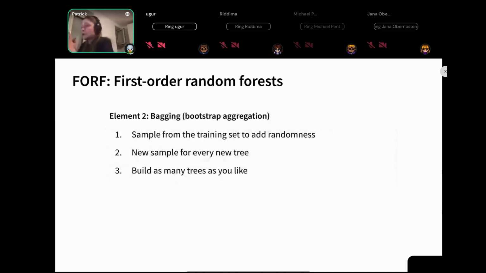And the next thing is obviously what makes a random forest, which is bootstrap aggregation. You've got your training set on top of which you train your machine learning algorithm, and you sample from that training set to add randomness. Every time you train a new tree, you get a new sample from the training set to train your new trees. This adds an element of randomness. This is what random forest is all about. And then you can build as many trees or features as you like, and then use these features to generate a prediction.